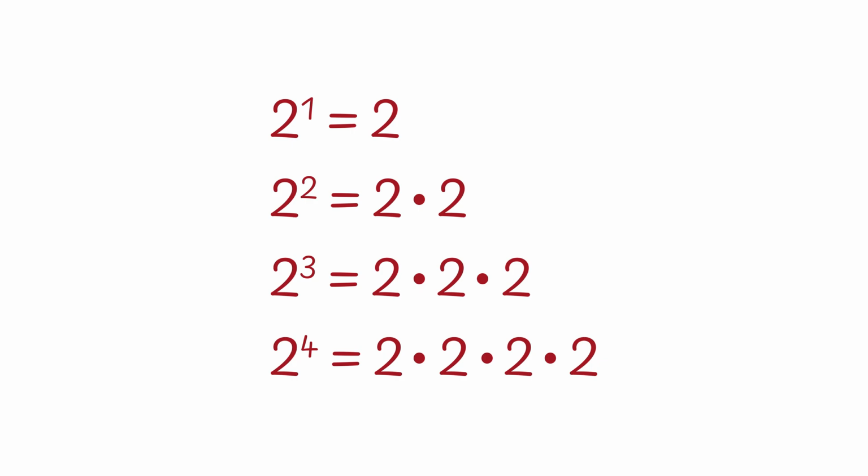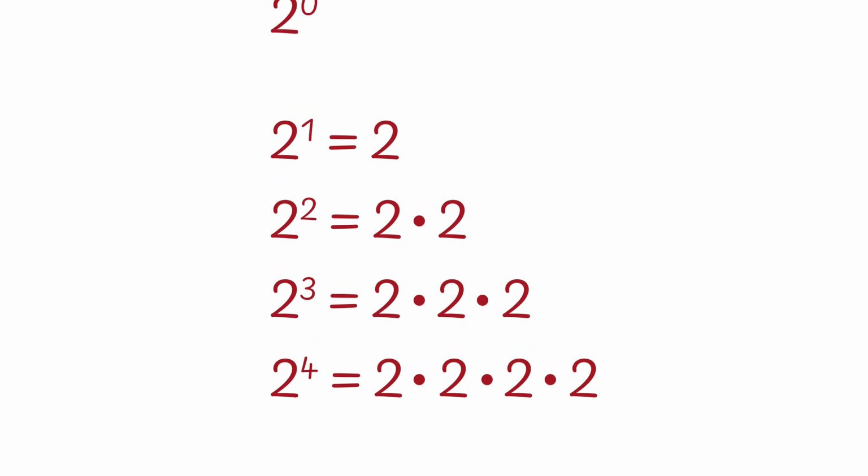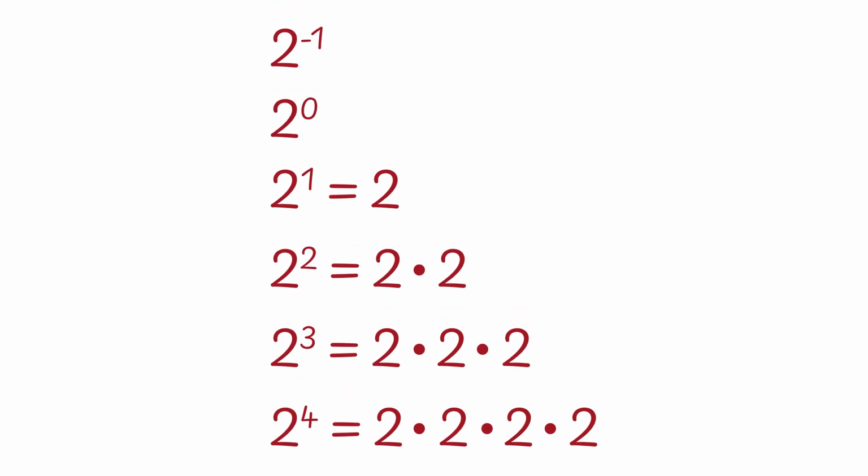However, in all of these cases, we're moving forward with larger exponent numbers. But what happens if we go backwards to smaller numbers? Therefore, in this video, we will explore smaller numbers, including 0 and negative numbers. Let's start with negative numbers.